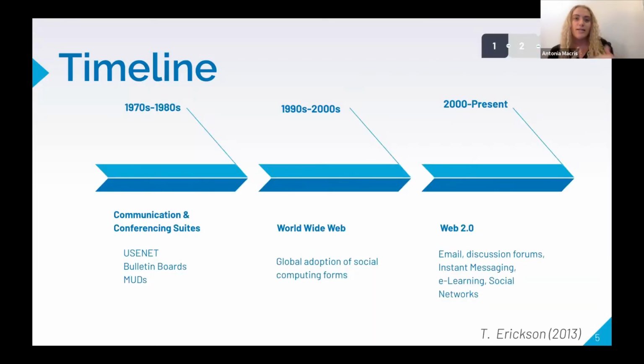Perfect. So let's take a look at a brief timeline of the evolution of social computing. The first real social interactions were seen in the 1970s as communication and conferencing suites began development. In the 1980s, there was the development of Usenet. These were worldwide distributed discussion systems, bulletin boards, and MUDs, which were multiplayer real-time virtual world games. All of these systems started emerging. These technologies started changing the way people interacted through computers, without the polished interfaces that we see today, the UI design that we see in our digital interactions.